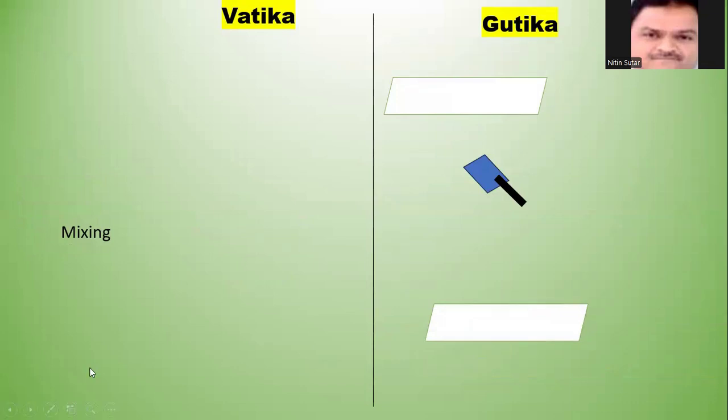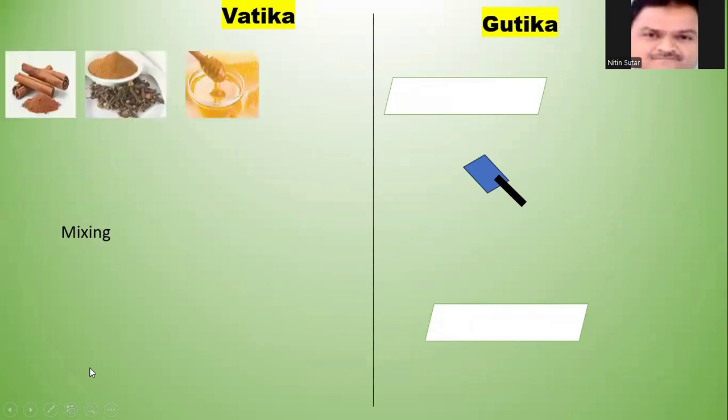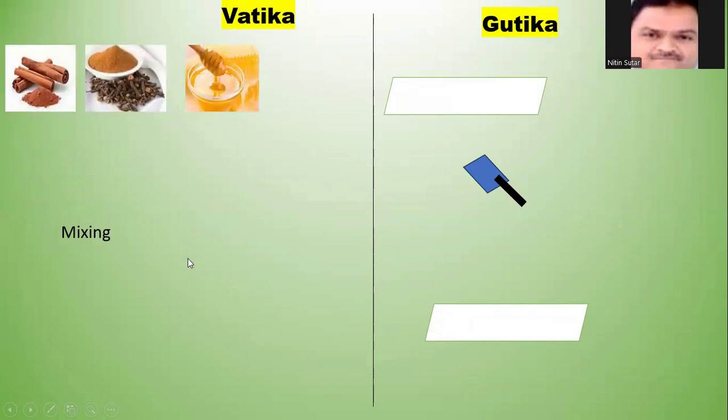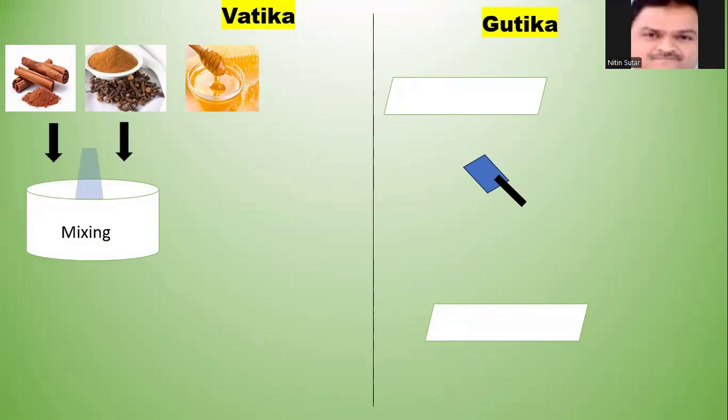Firstly, we are going to see Vatika. So here the drugs are cinnamon, clove, and honey. First you take a pot, and in that pot you add cinnamon powder and clove powder. Mix them properly. All the processes you have to follow, such as authentication, drying, powdering, then sifting. After sifting, weighing, then mix. In the mixing vessel, you add them. After that, you add a binding agent. Honey is used as the binding agent.